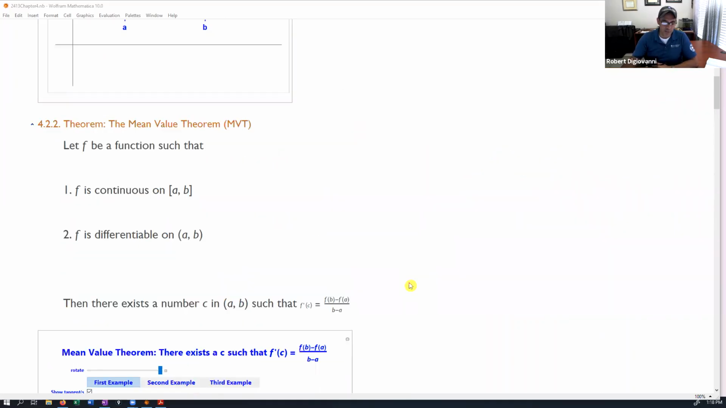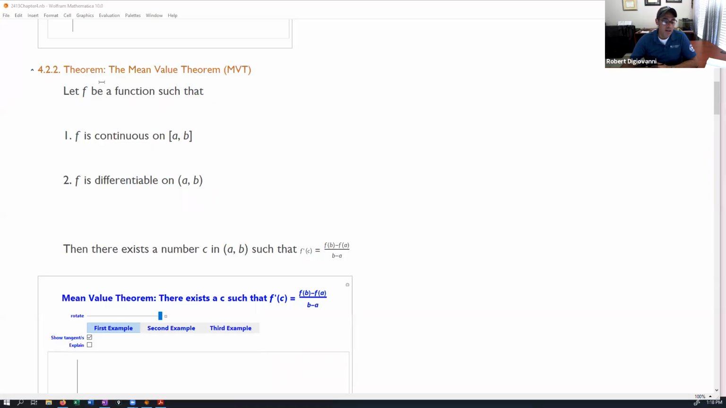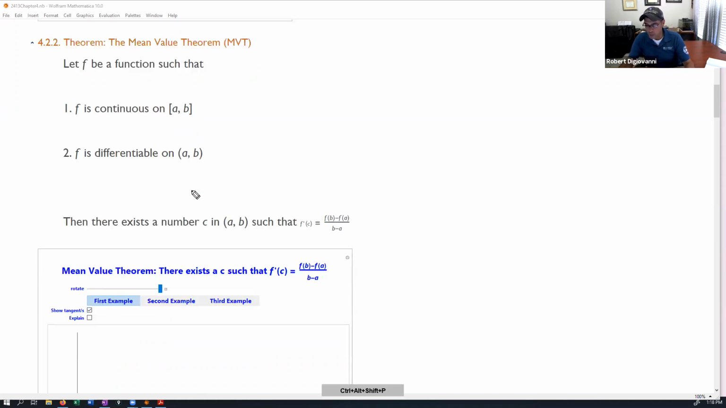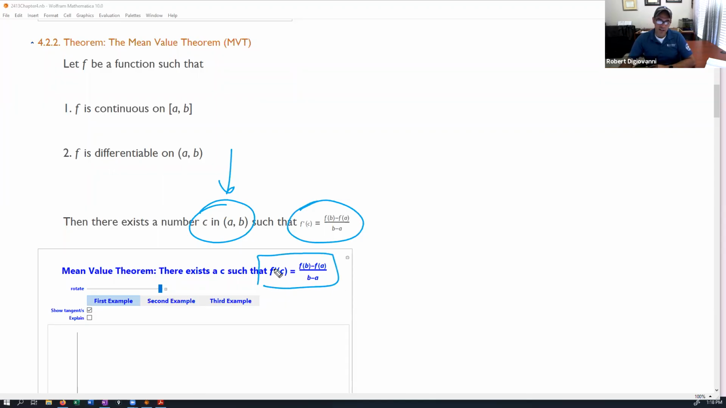Oh, I forgot to state the mean value theorem. So mean value theorem, not Rolle's theorem. The mean value theorem says, let f be a function such that f is continuous on a closed interval and differentiable inside. Then there must exist some number C in there such that the slope of the tangent line at C must be equal to the slope of the line connecting the two endpoints. Somewhere those must be equal.